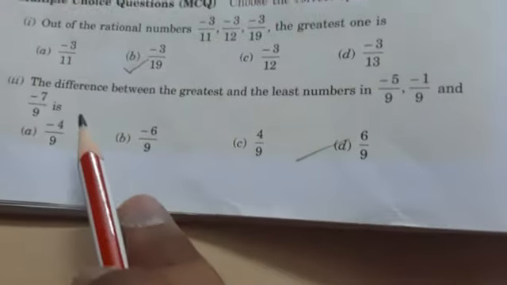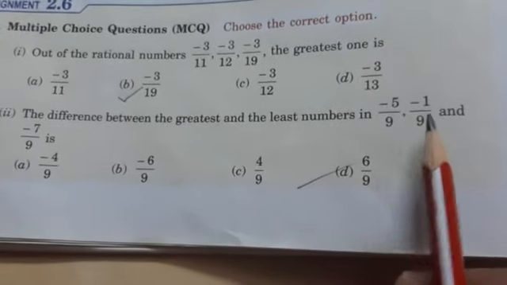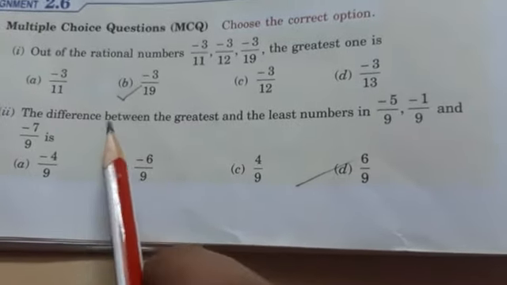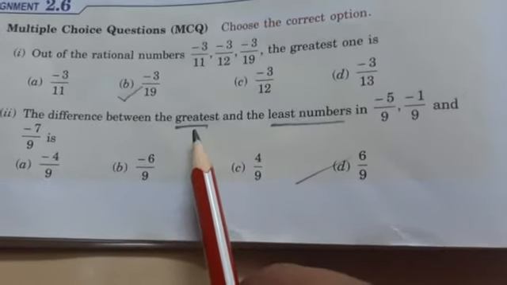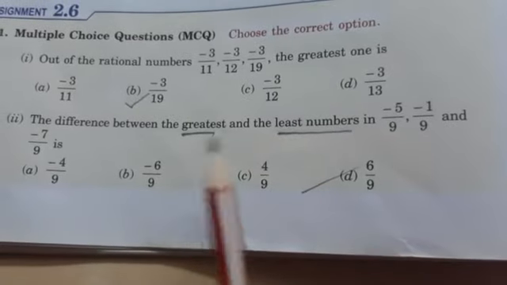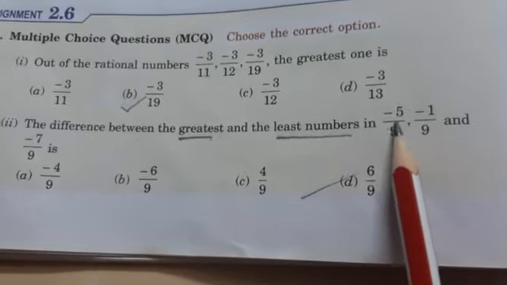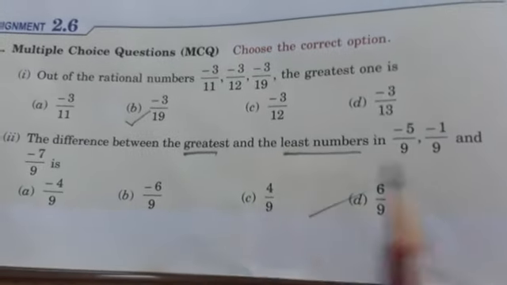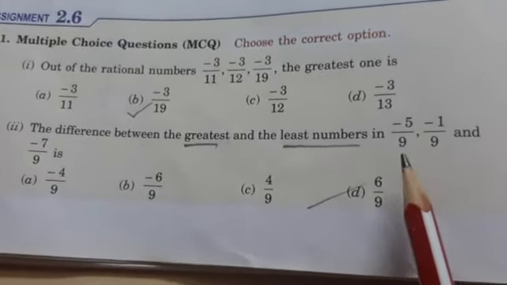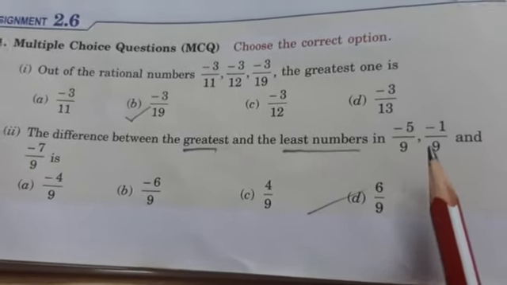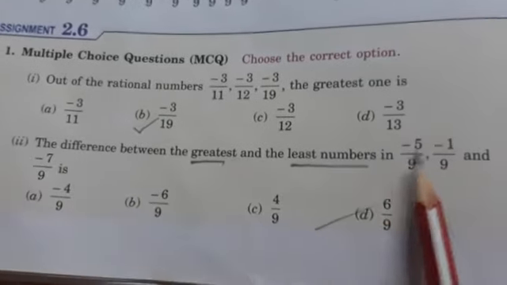Now the difference between the greatest and the least number. Difference between greatest and least number, that means one having the largest value among the numbers given and one having the smallest value among the numbers given. So here we can see that denominators are same. If the denominators would not have been same, a first task would have been to make the denominators same. Now since the denominators are same, we will only look to numerators.